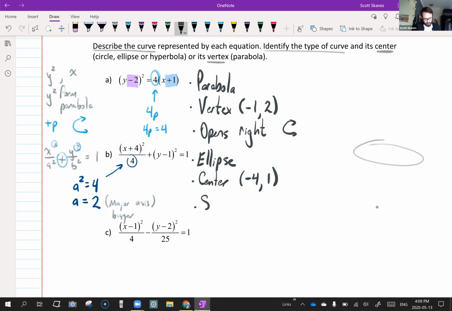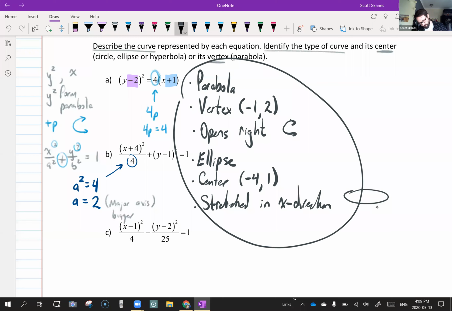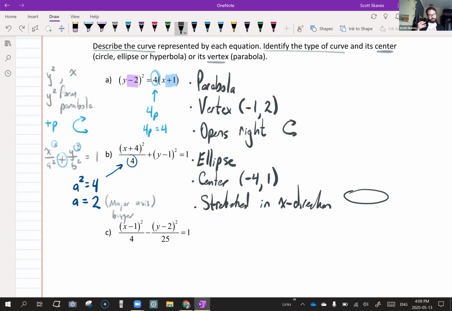I'll just say that it's stretched in the x direction. But really, if you were to just give me that shape, I would be okay with that as well. So this is all that I'm asking for. Everything else that I'm writing on the page, besides the three things, are just extra things to help you remember. But you don't need to write that yourself. Okay? You would just need to write what I'm writing here. Feeling okay so far?